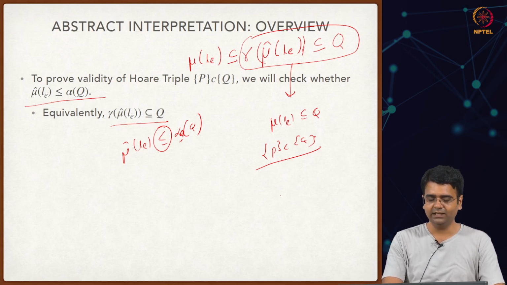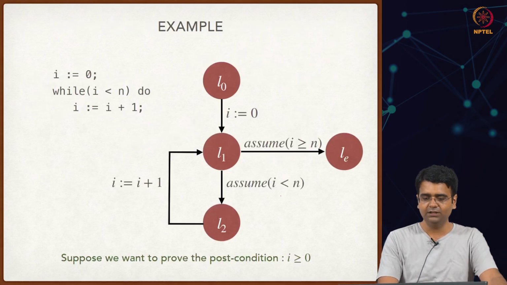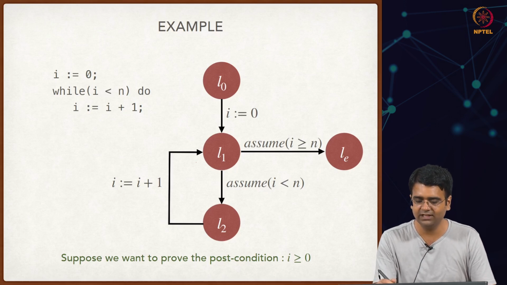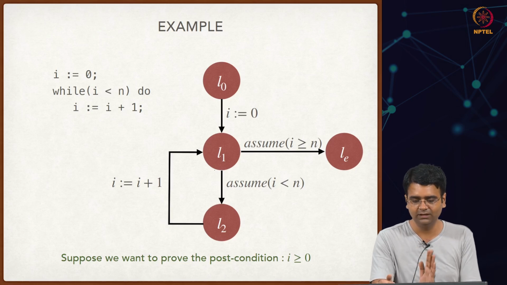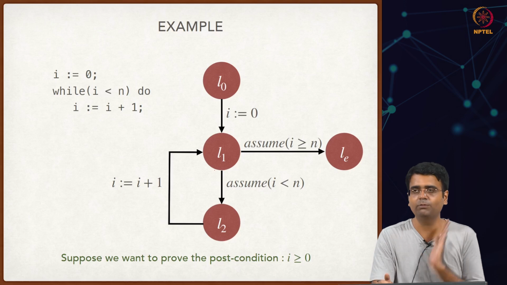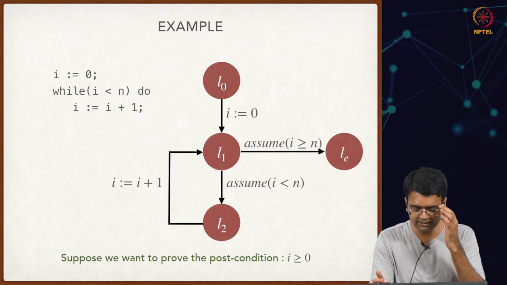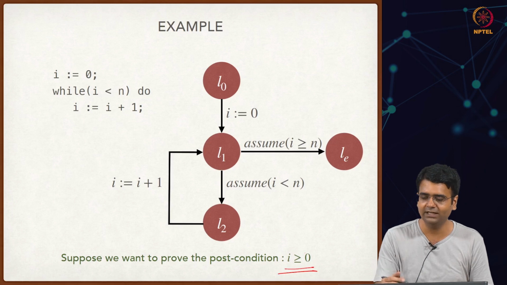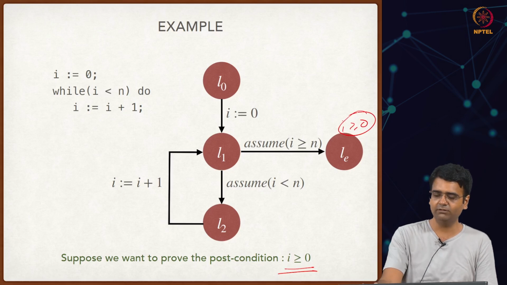So let me quickly illustrate this abstract forward propagate using the same example that we saw earlier. We saw that forward propagate on this particular program doesn't terminate, because it keeps on discovering new program states at the location L1. So computing the exact set of program states at the location L1 is not possible using the forward propagate algorithm. So let us now use the abstract forward propagate algorithm, and suppose we want to only prove this post condition. We want to prove that when this program terminates at the exit location, the value of I is always positive, so I is always greater than or equal to 0.